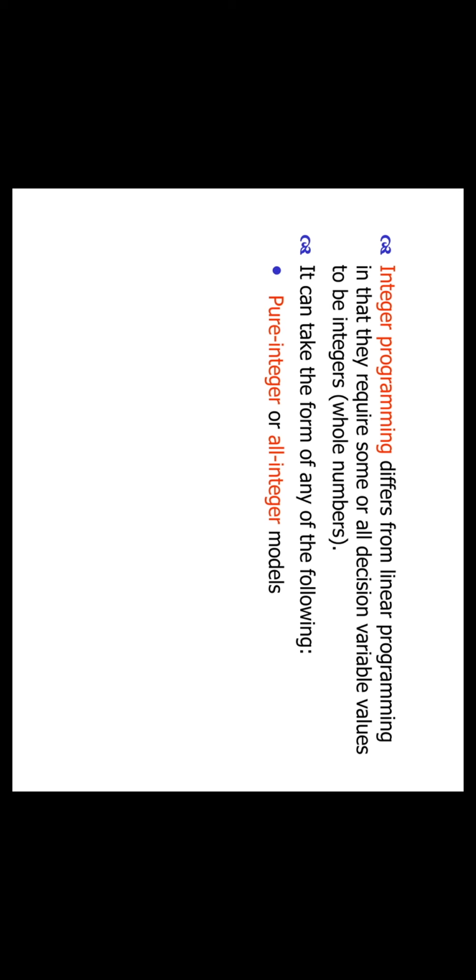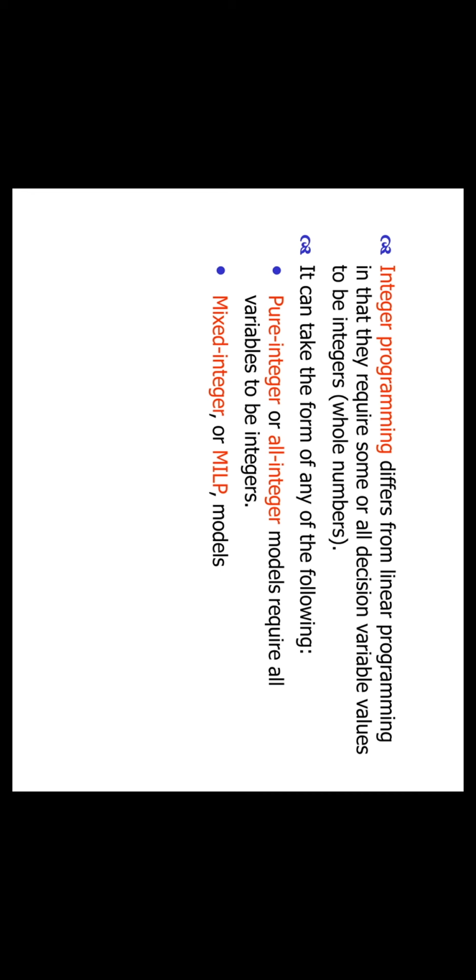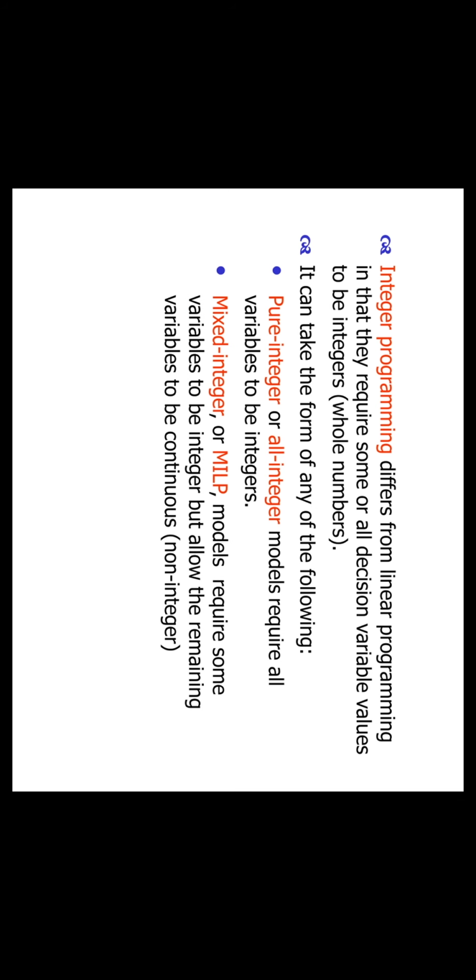First is pure integer or all-integer models that require all variables to be integers, no exceptions. Another is mixed integer, or MILP, mixed integer linear programming models that require some variables to be integer but allow the remaining variables to be continuous or non-integer. When we say continuous, those with decimal positions or in fraction form.